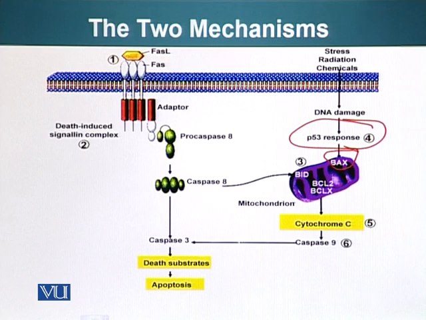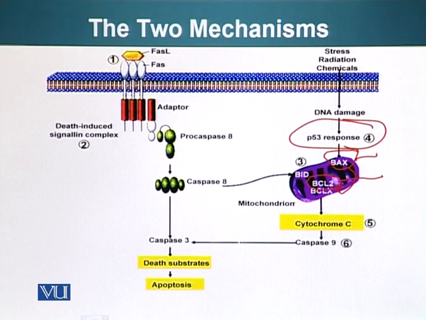Bax can bind another molecule called BCL2. BCL2 is a very important molecule. It is holding on to several pro-apoptotic molecules and preventing them from doing their job. So BCL2 here is an anti-apoptotic molecule, and Bax, for example, is a pro-apoptotic molecule.